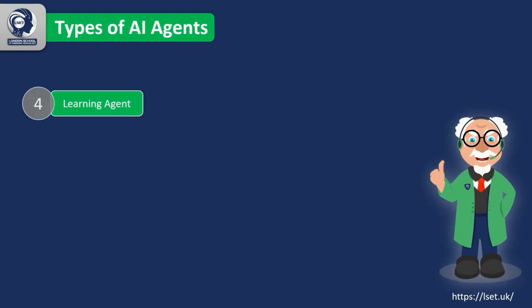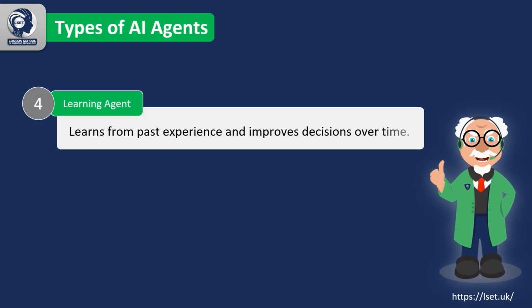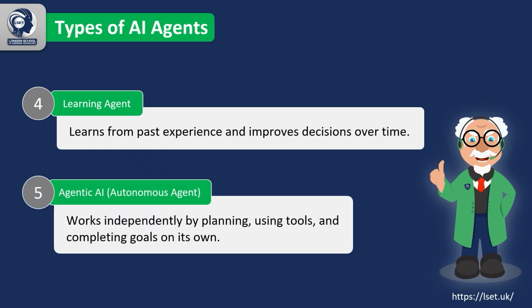A learning agent improves its decisions over time by learning from past experience. Finally, agentic AI, also known as an autonomous agent, works independently. It can plan tasks, use tools, and complete goals on its own. This is the most advanced type of agent, combining learning, decision-making, and action.